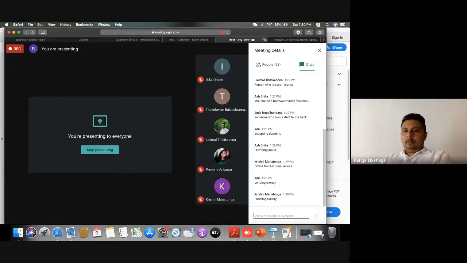What about safety deposit lockers, right? They provide that also. Anything else? There's a lot more. With what we've discussed, money exchange, very good. Guarantees, very good. What else? Very good. What else? Some of the basic areas we have not mentioned still. What else?